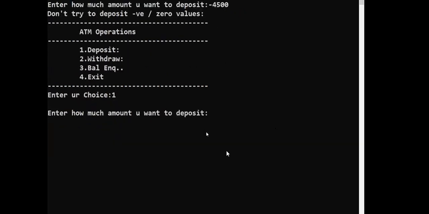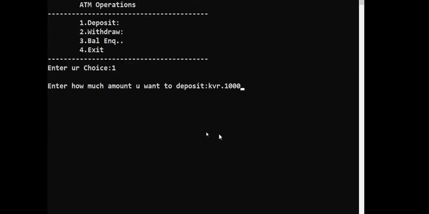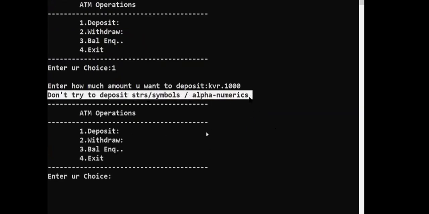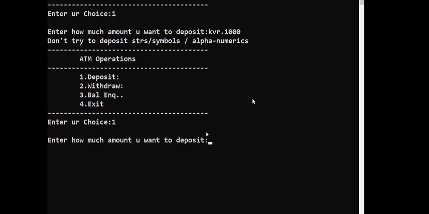Next, go to the next choice. Enter the amount. Choice 1. And I will say KVR.1000. KVR.1000. Allowed or not allowed? Because it is an alphanumeric value or not? Don't try to deposit strings, symbols and alphanumerics. Come on.